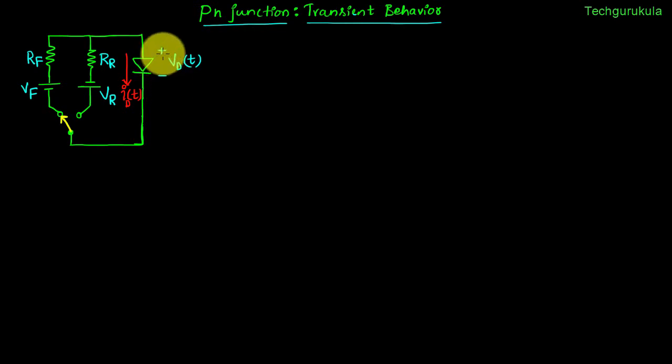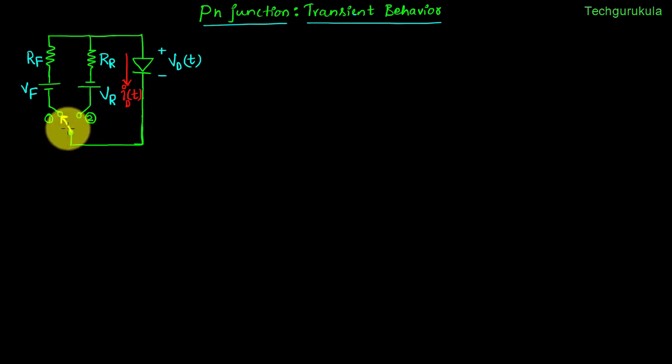To investigate the transient behavior of the diode, let me take this setup where I have two voltage sources, two resistors, a diode, and a switch, which can be in two possible positions. Let's say this is position 1, where VF would be acting on this closed circuit, and position 2. When the switch comes to position 2, the VR would take action and VF would be out of the loop.